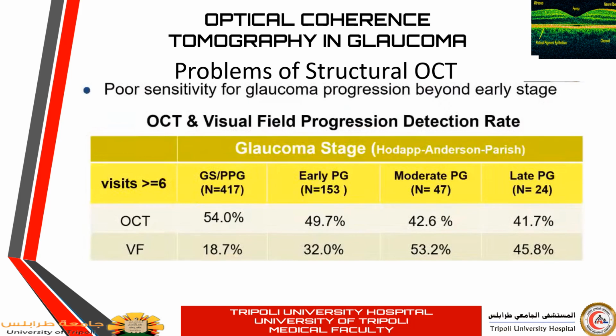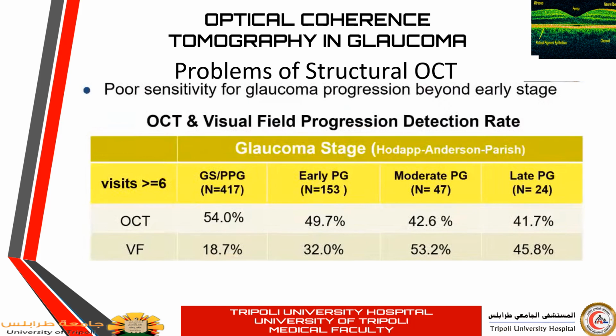Now, what's the problem of the structural OCT? By structural OCT, I mean the traditional available OCT that concentrates on the structure of the retina, that's the nerve fiber layer thickness and the GC complex thickness. So the problem with this structural OCT is that it has a poor sensitivity for detection of glaucoma progression beyond early stage. It is very helpful and useful in early stages. In one study comparing the OCT along with visual field, they found that OCT is very good since it has good sensitivity in early stages of glaucoma.